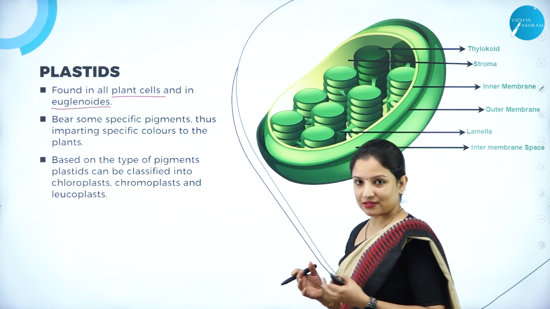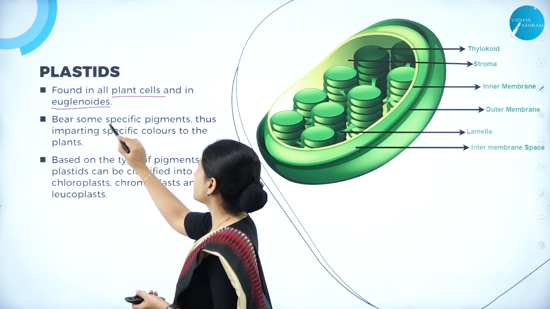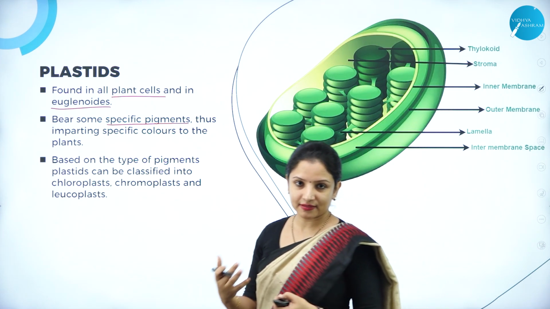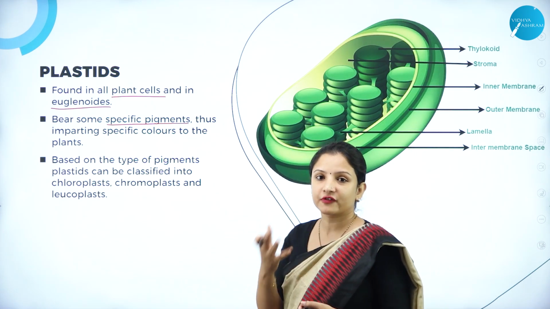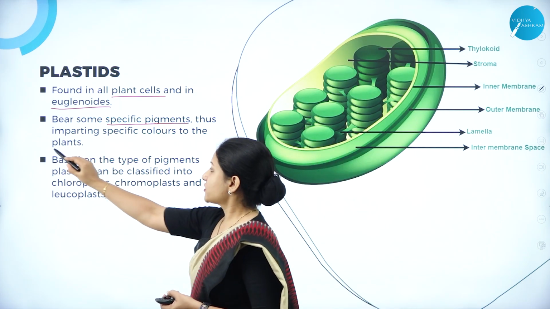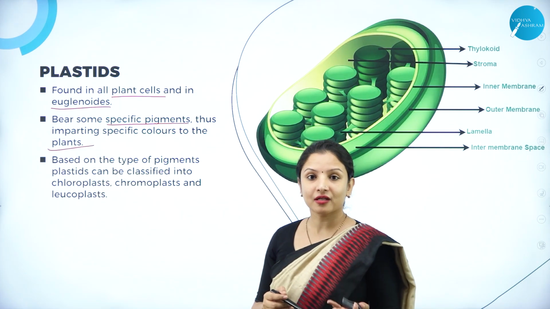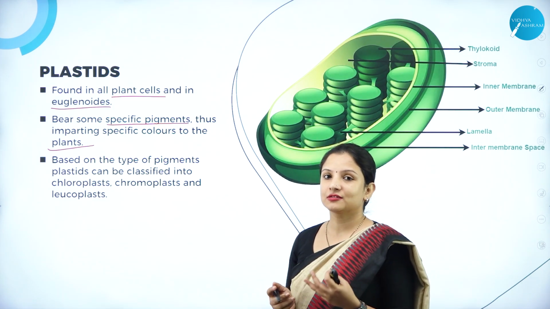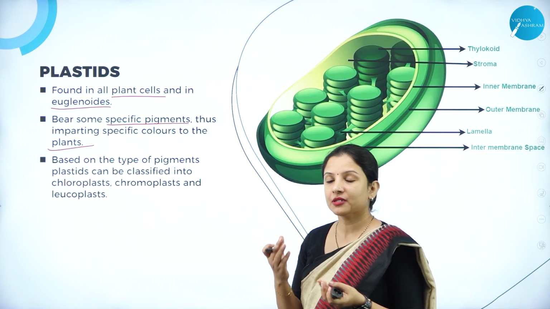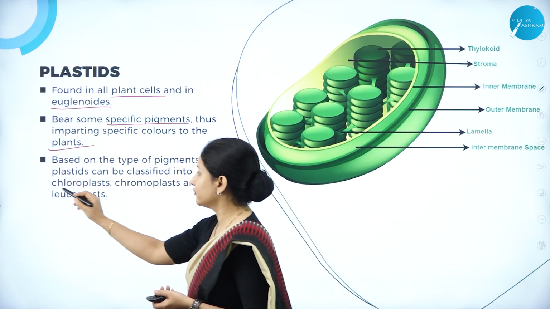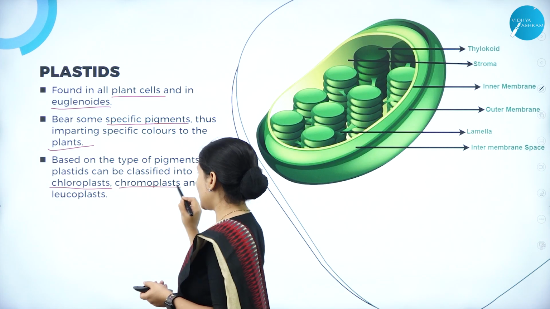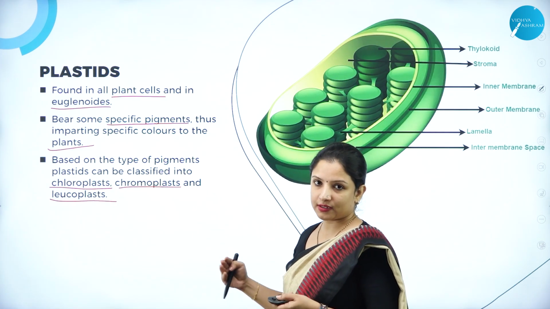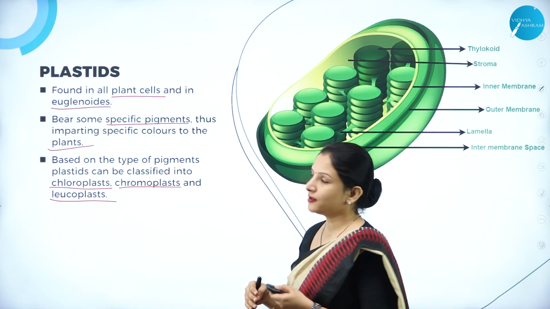And these plastids have some specific pigments. So what are pigments? Anything that imparts a color is called a pigment. Pigments are nothing but a tinge of color, especially in plants. I told you they contain chlorophyll pigments, and based on the type of pigment present in them, the plastids are classified into chloroplast, chromoplast and leucoplast. So we will study these one by one: chloroplast, chromoplast and leucoplast.